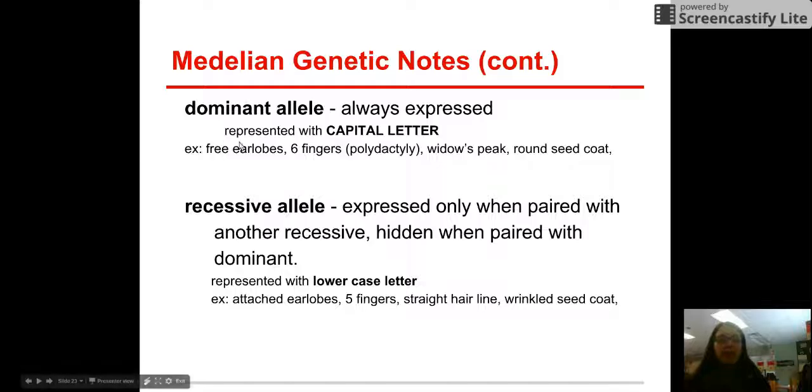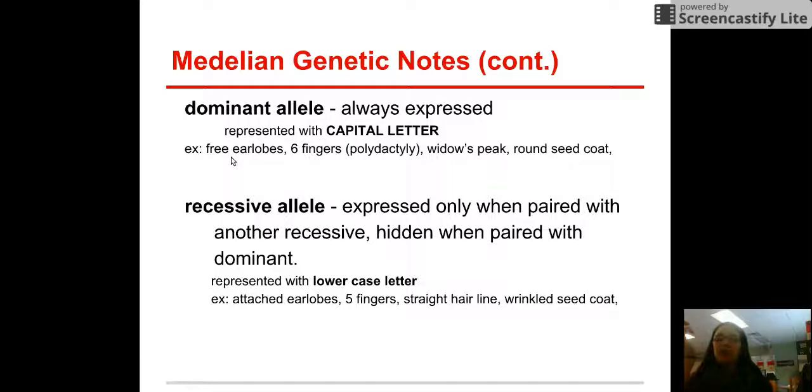Okay. Examples of a few that we may have talked about already. Free earlobes. Okay. If you have free earlobes, which most of us have, that's a dominant trait. You can show free earlobes, but you can be carrying or hiding the recessive one for attached. So just because you have free earlobes doesn't mean that all your kids are going to have free earlobes.